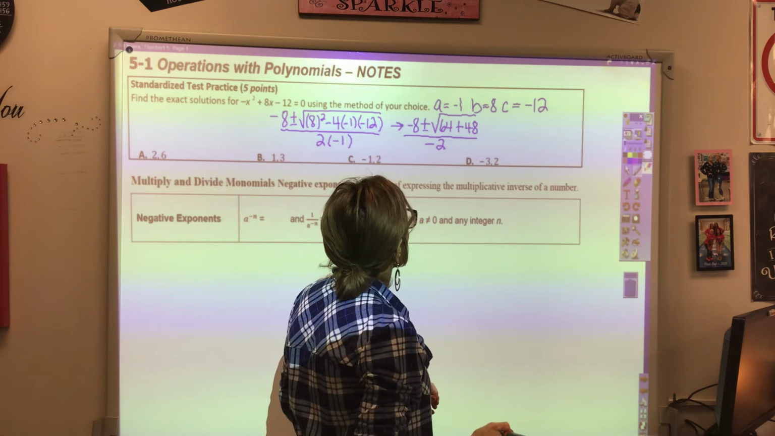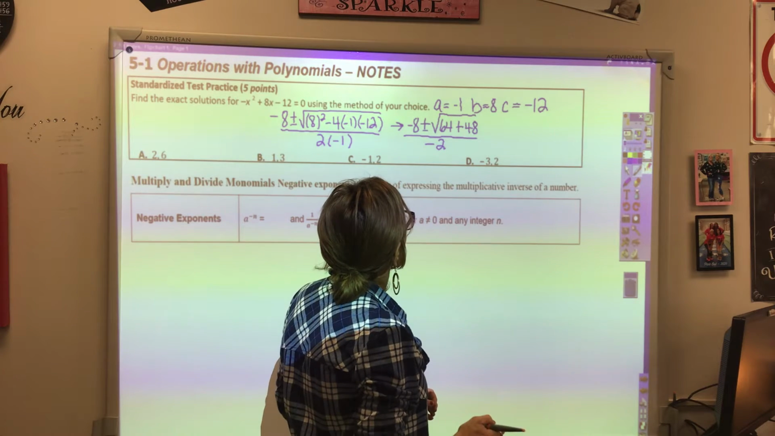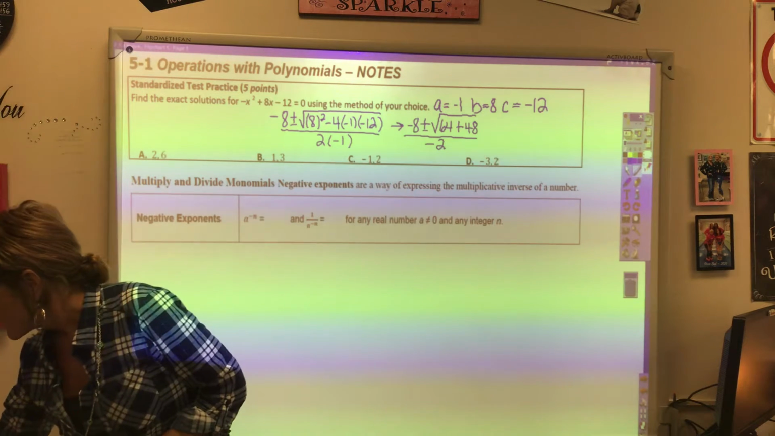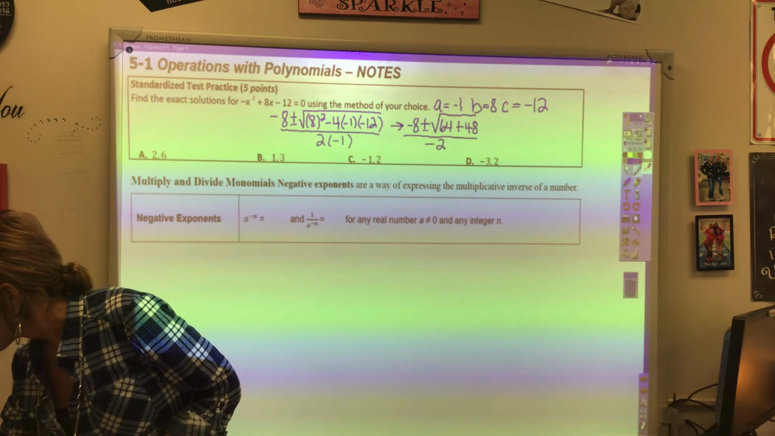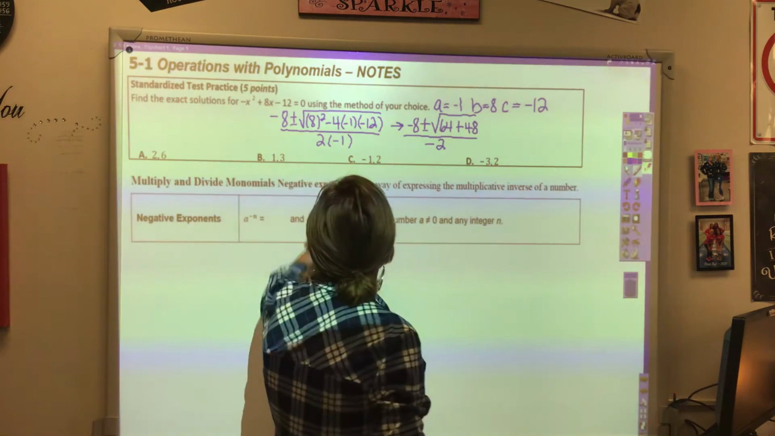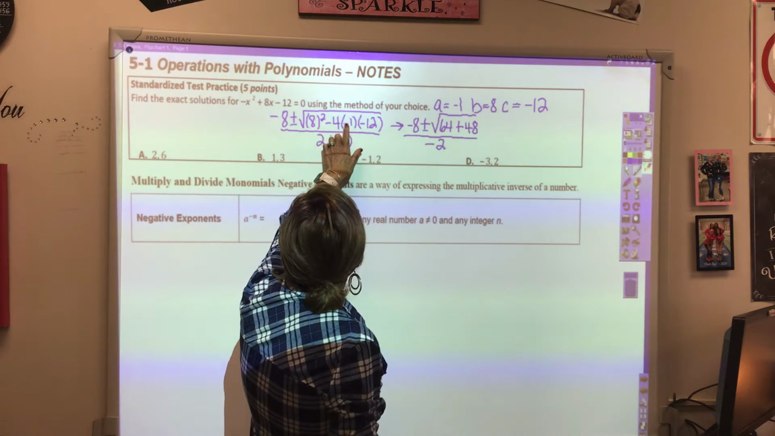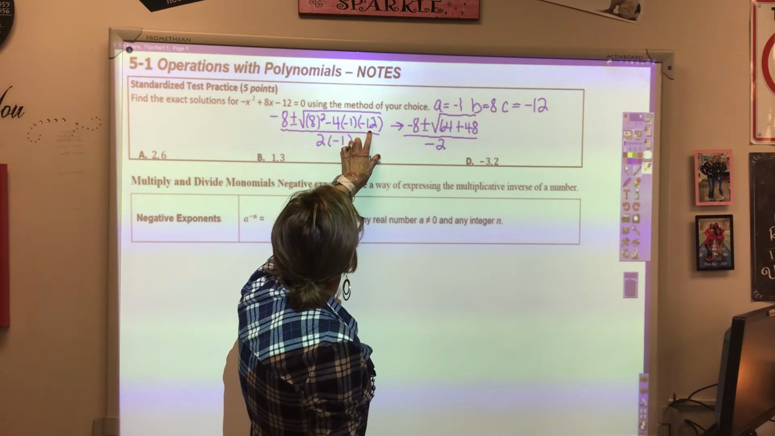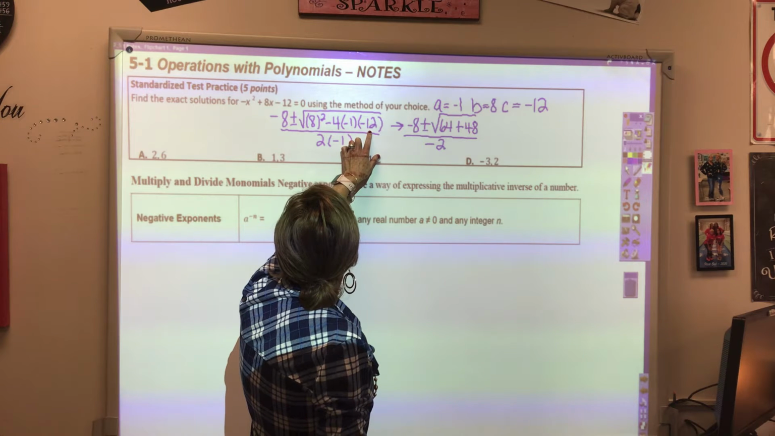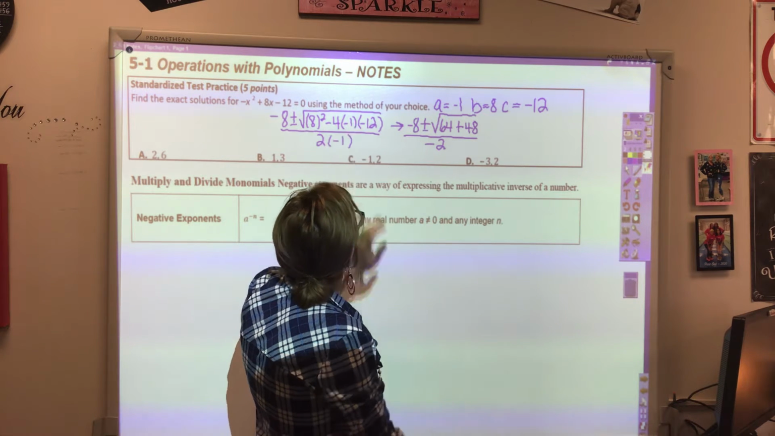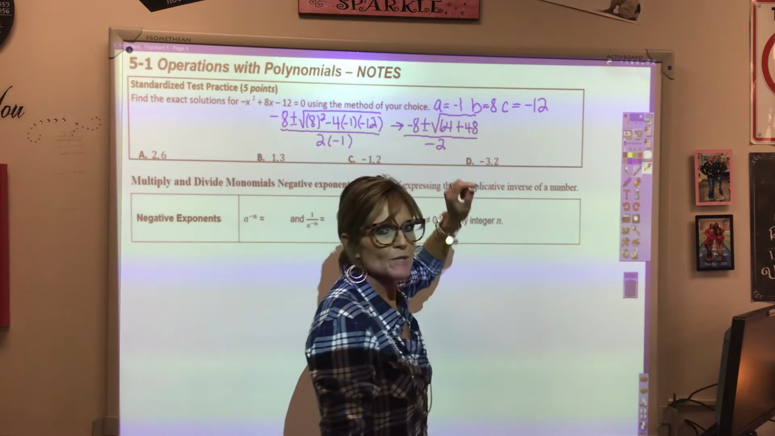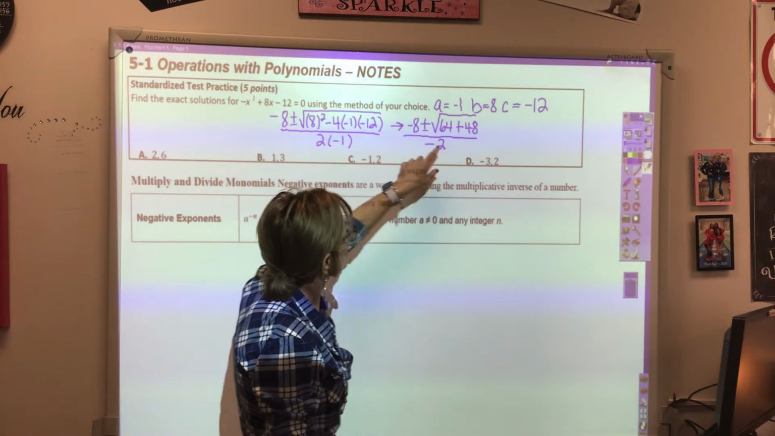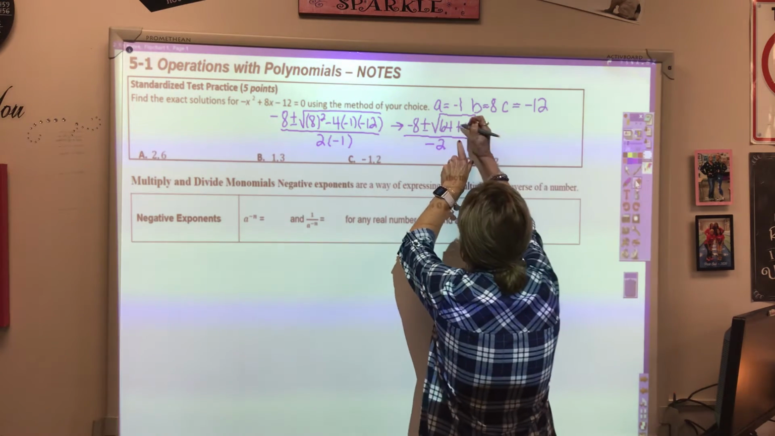64 plus 48 is 112, I think. Let's see. Four minus 4 times A times C. I feel like I have something wrong on here. Oh, that should be a minus right here. See, sometimes I really have to think about my signs. There's 1, 2, 3 negatives, so this is a -48.